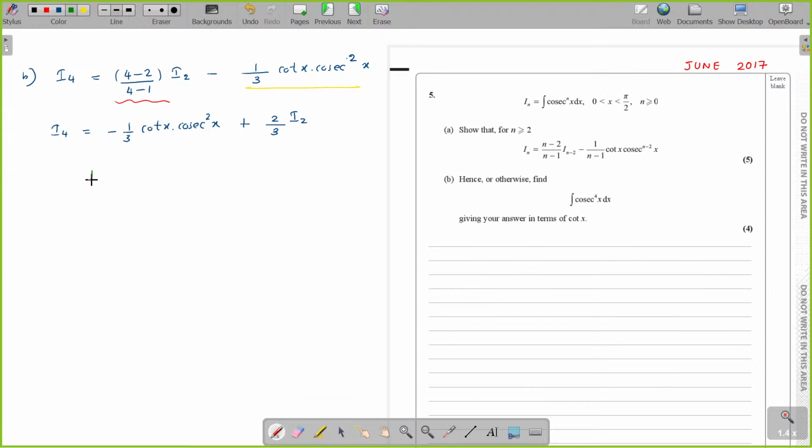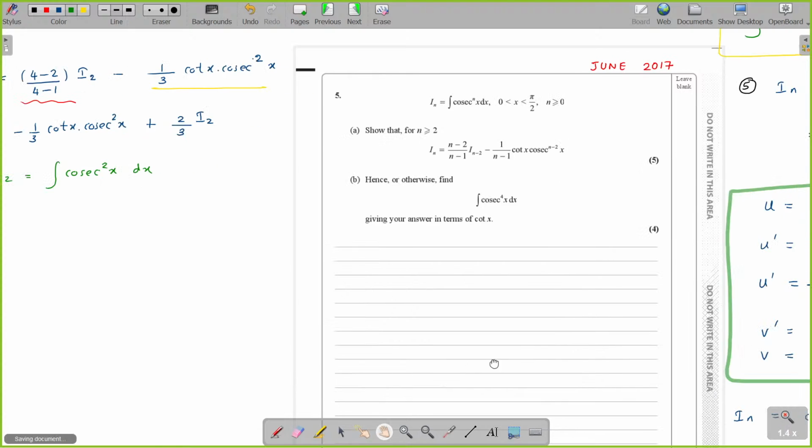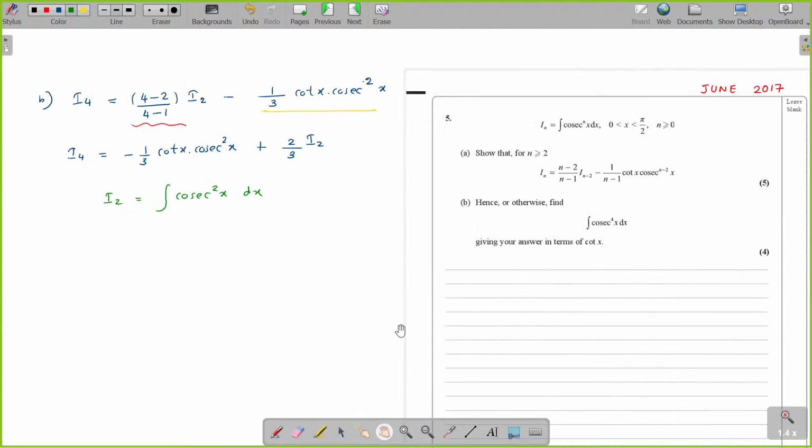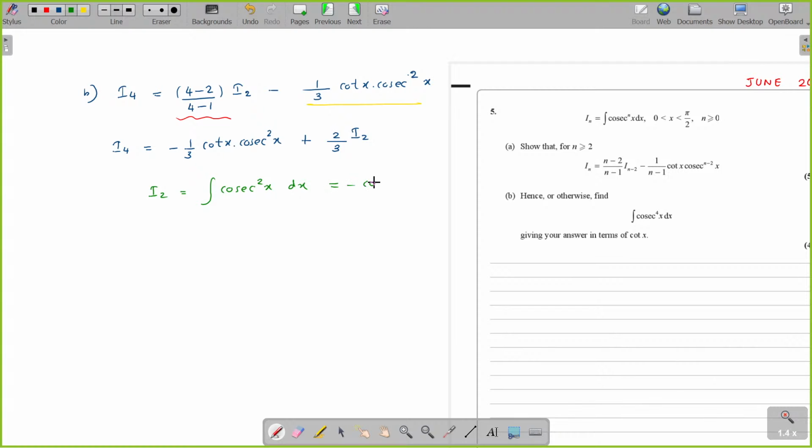So I2 will be the integration of cosec squared x with respect to x. How do we do that? I have the rules from P4. The integration of cosec squared x is minus cot x, isn't it? So this is directly minus cot x. So this is I2. Shall we substitute the values? They tell you to give the answer entirely in terms of cot x, so I can't have any cosec squared terms here. Everything should be entirely in terms of cot x. Okay, let's get the answer.